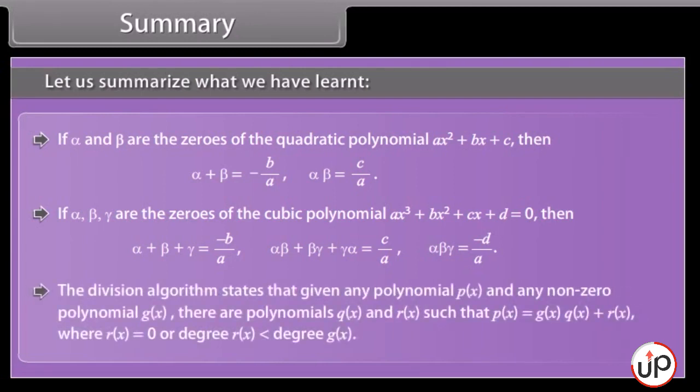The division algorithm states that given any polynomial p(x) and any non-zero polynomial g(x), there are polynomials q(x) and r(x) such that p(x) is equal to g(x) q(x) plus r(x), where r(x) is equal to 0 or degree r(x) is smaller than degree g(x).